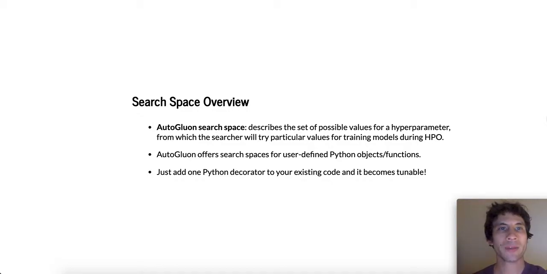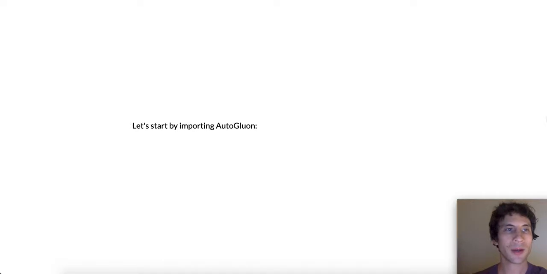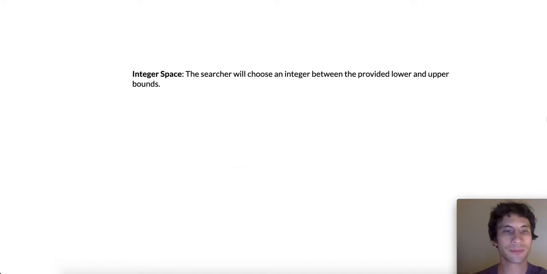AutoGluon also enables search spaces inside user-defined objects using certain decorators, and you can also decorate functions to automatically make them tunable. Basically, all you have to do is add one decorator to your existing code and it becomes tunable by AutoGluon Searcher and Scheduler. Let's start by importing AutoGluon.